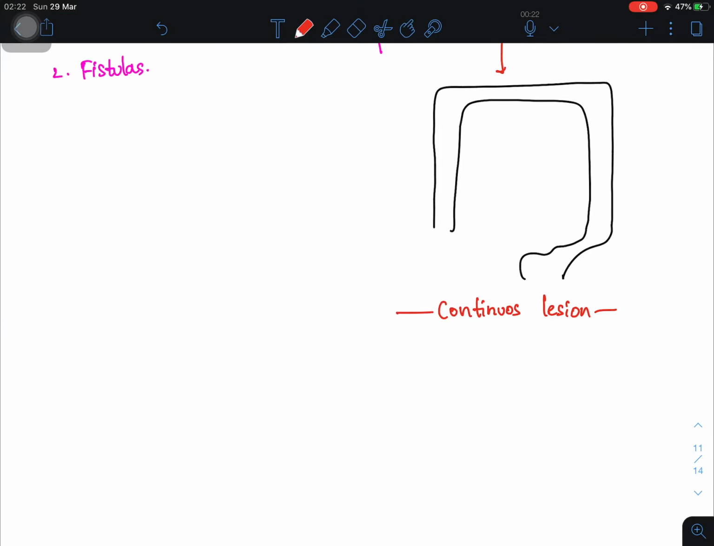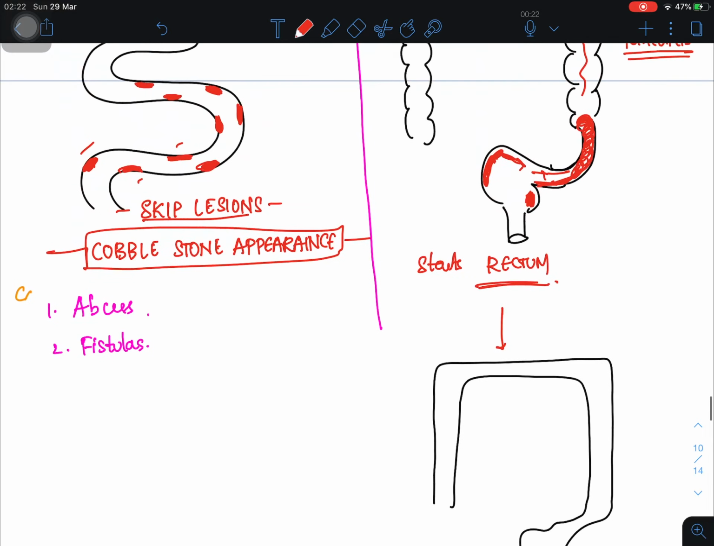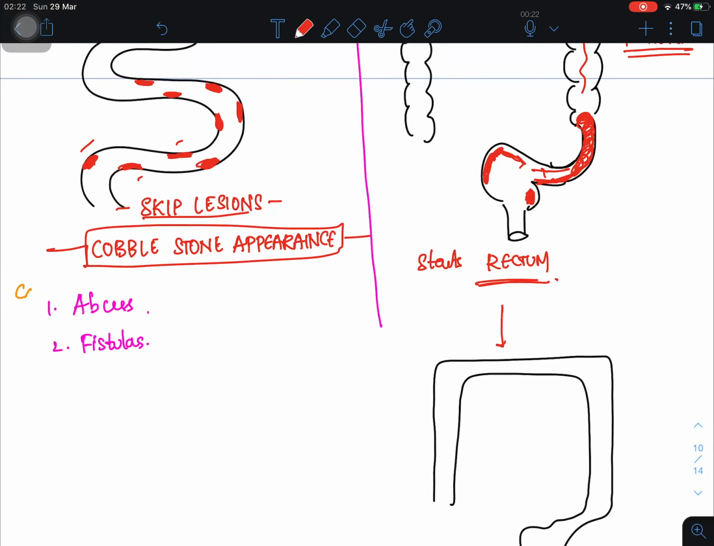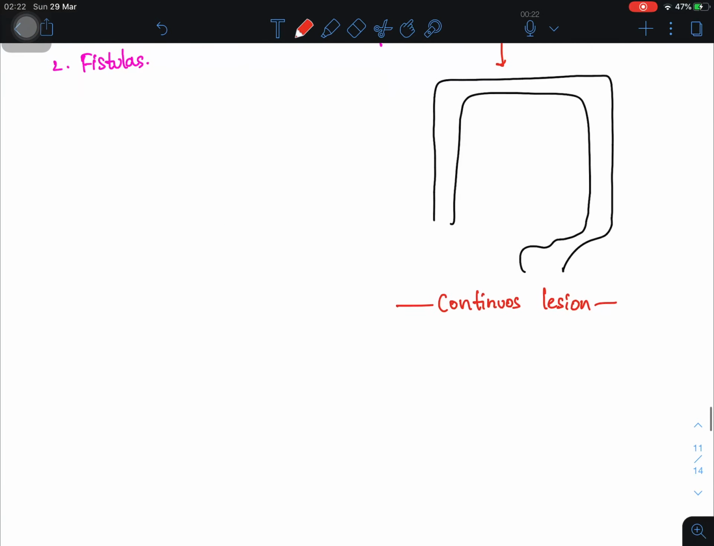As a result of skip lesions, I had a cobblestone appearance, but here the entire large intestine, the entire colon, has become like a pipe. So I have to call it the lead pipe sign. Lead pipe sign is a characteristic feature of ulcerative colitis.